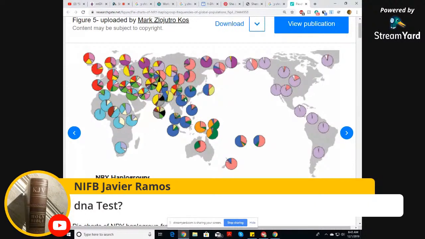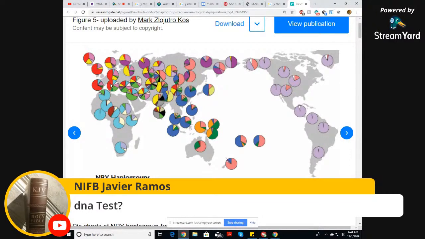These are descendants of Ham. This is a descendant of Ham. This is a descendant of Ham. These are descendants of Ham. This is a descendant of Japheth. This odd color here, this red, is our color. Is this a descendant of Japheth? He's an immigrant into Africa.